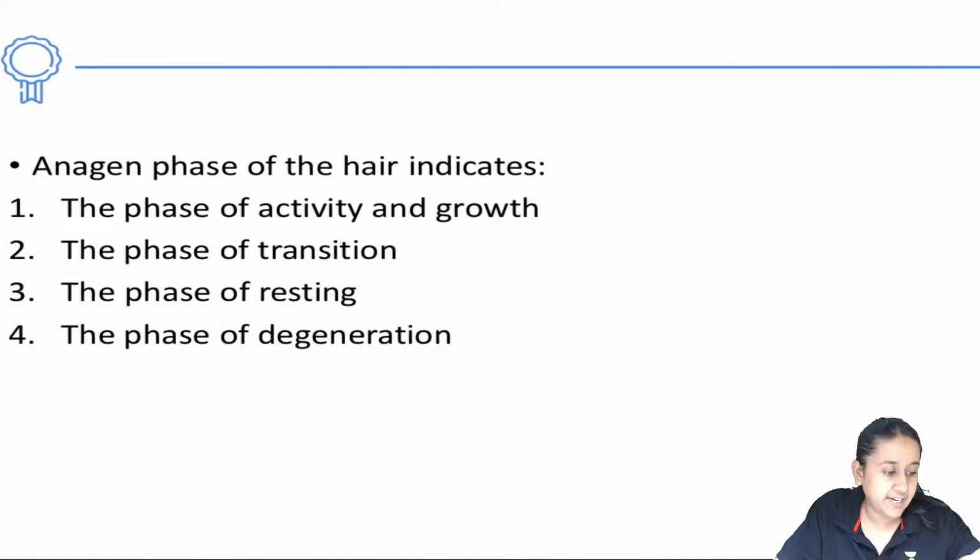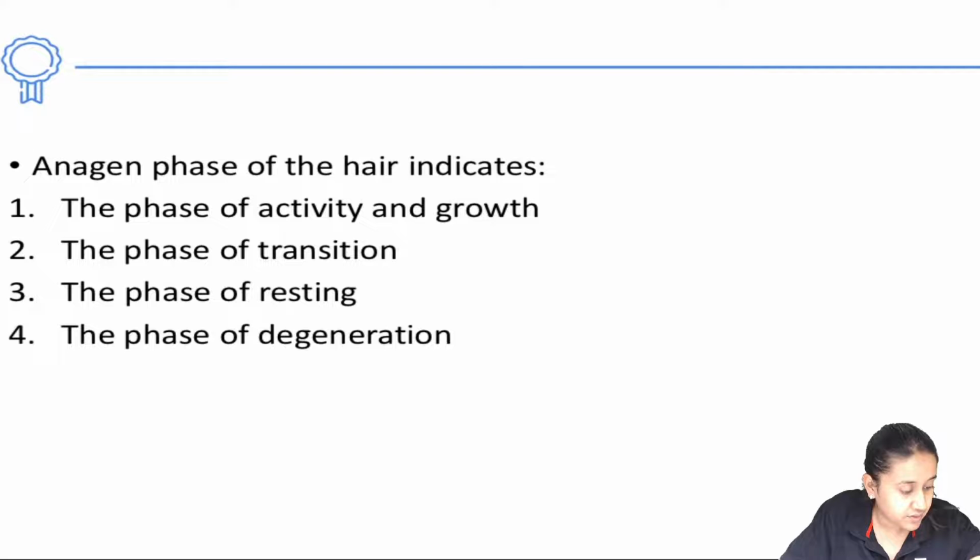Anagen phase of the hair indicates what? The phase of activity and growth, the phase of transition, the phase of resting, or the phase of degeneration. So the anagen phase of the hair indicates what? Very nice. Rupa, Rameshwar, Sana, Rahul.